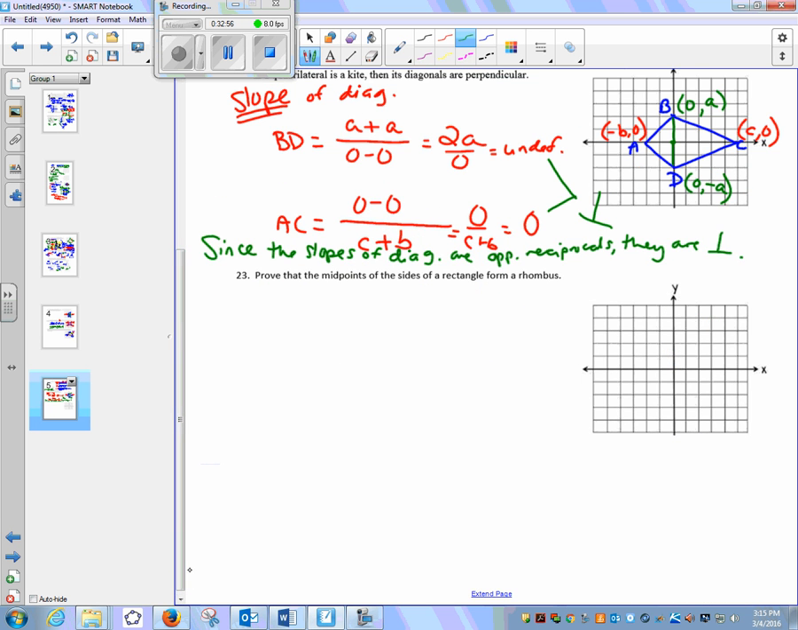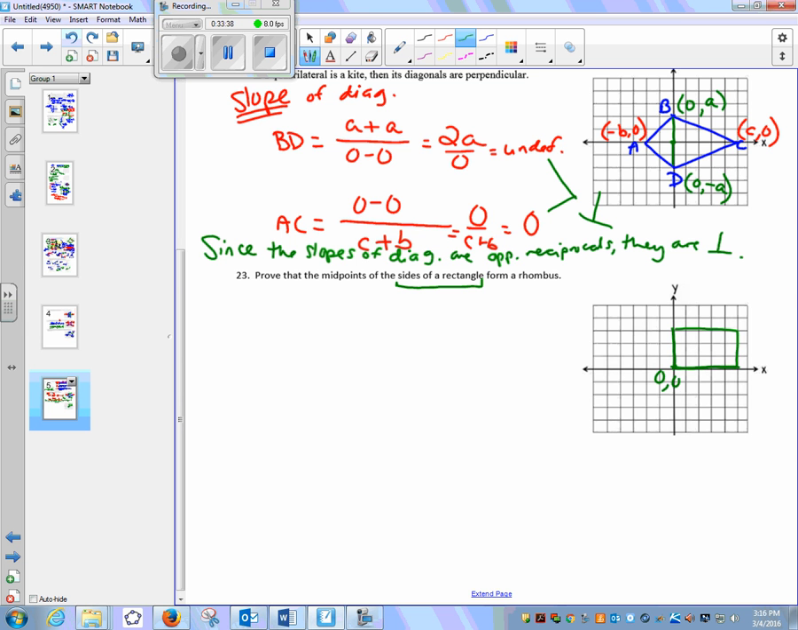Okay, prove that the midpoints of the sides of a rectangle form a rhombus. So I have to place a rectangle and then find the midpoints to get it to be a rhombus. So again, I could put my rectangle here. I could put it here. I could put it here. Okay? You've got to choose which way you like it the best. I like nestling it into the corner personally, so that's what I'm going to do.